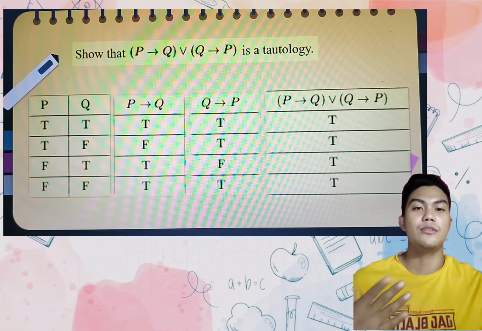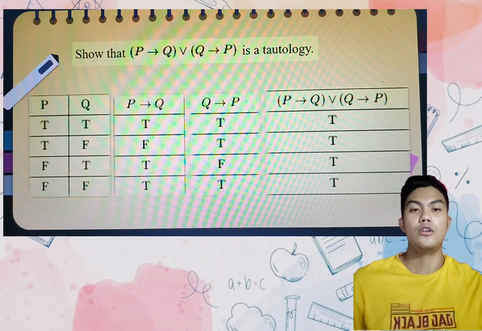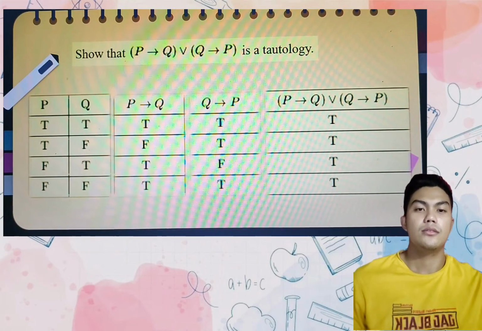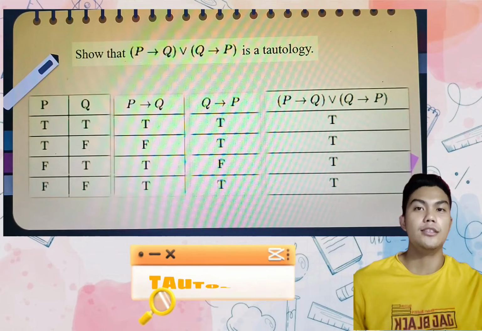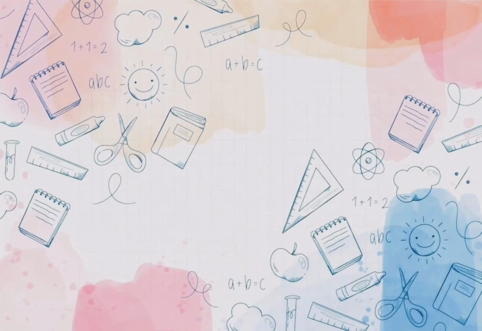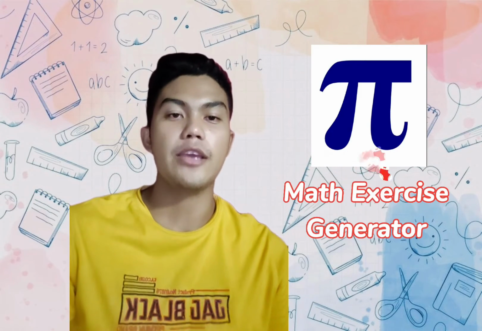The last column contains all the T, or the true. Therefore, the formula is a tautology. So let's have examples for tautology, and let's use the software Math Exercise Generator.